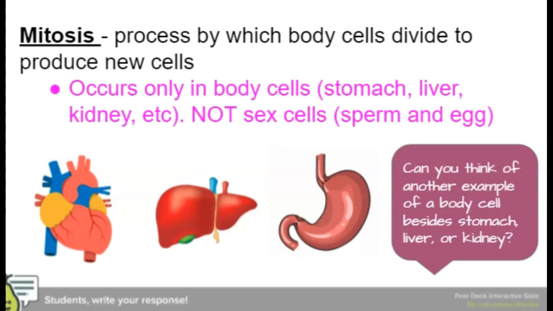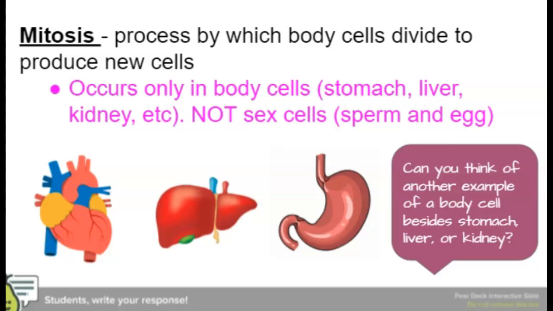Now the key here is that mitosis only happens in what we kind of call our body cells. These are our stomach, our liver, our kidney, all the cells in our body except for our reproductive cells, so sex cells, sperm and egg. Basically, we divide cells into two main groups. We say body cells and sex cells, or body cells and reproductive cells. All of the cells in your body that are not reproductive are going to go through mitosis. The reproductive cells are going to go through a different process, and that will be our next unit.